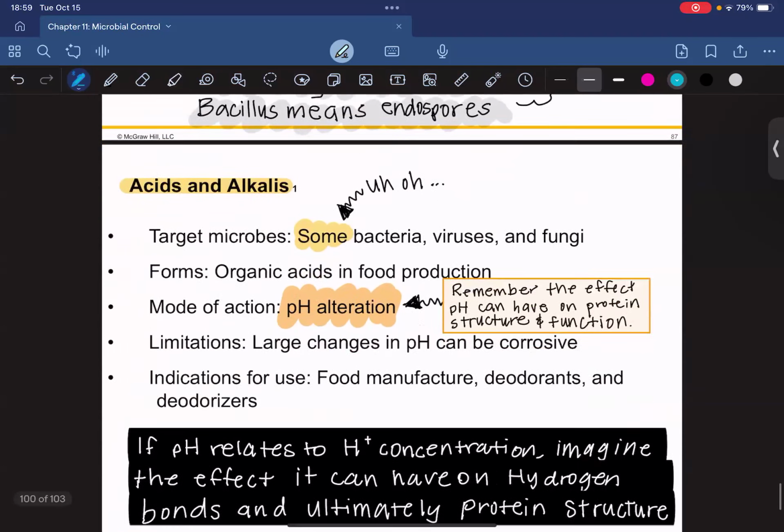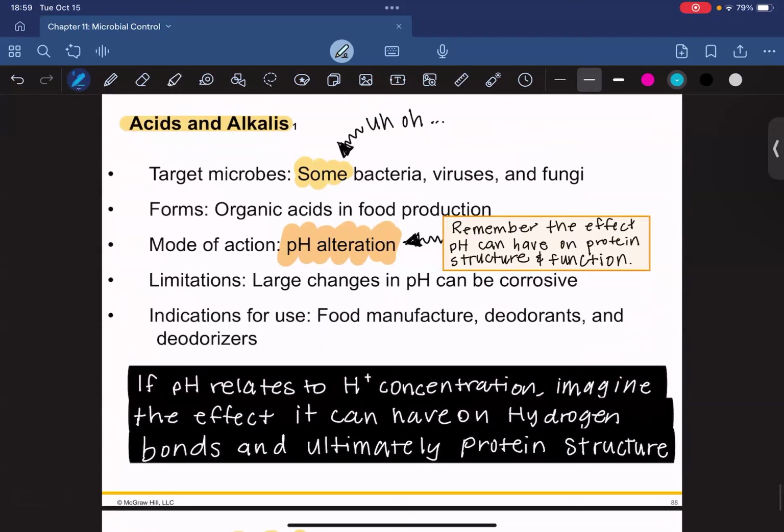And then we have the acids and the alkalis. Again, some bacteria, so we don't sterilize. And the way that it works is by a pH alteration. Our proteins rely very heavily on their hydrogen bonds for their structures. You interfere with that with more or less H pluses, protons, then it can cause some serious issues with the proteins and how they are going to fold and therefore how they're going to function.